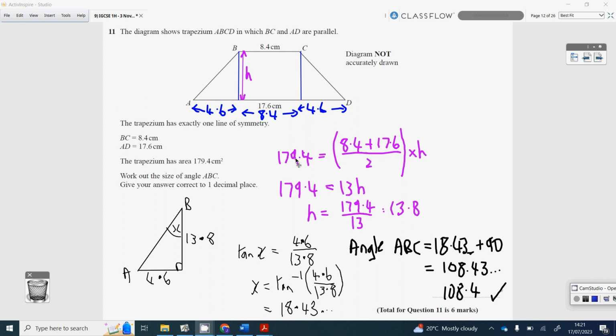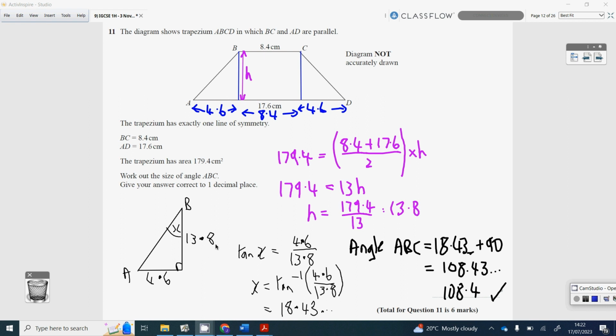So from that, I can work out what h is. So I've worked out what this bracket is. That's 13. So 179.4 equals 13h. So h is 179.4 over 13, which is 13.8. So this height is 13.8, which I've gone and pulled out over here.